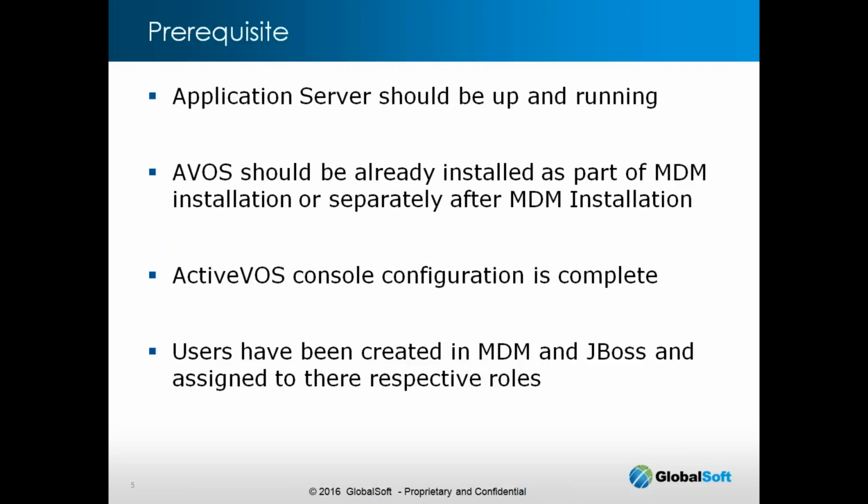So the prerequisites are that the application server should be up and running. ActiveVOS should have already been installed, either as a part of MDM or separately after the MDM installation. The ActiveVOS console configuration is complete, and users have been created in MDM and JBoss and assigned to their respective roles. The last two topics we covered in our previous presentation.